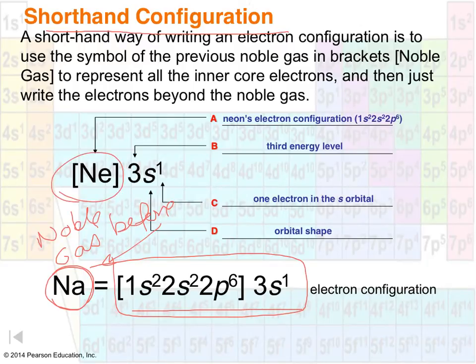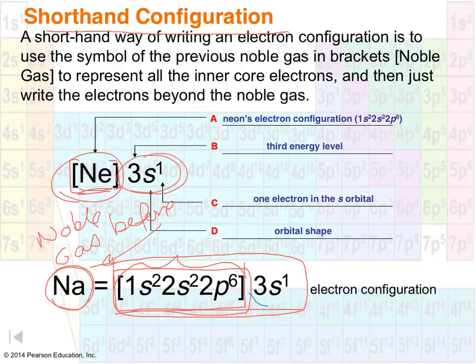And so what we say you can do for the shorthand configuration is, instead of writing out the electron configuration for neon, whatever the nearest noble gas is before, just write that noble gas, in this case neon, in brackets. And then the only thing you have to write out in electron configuration format is what's left over after the neon. So let's try a couple more of those.